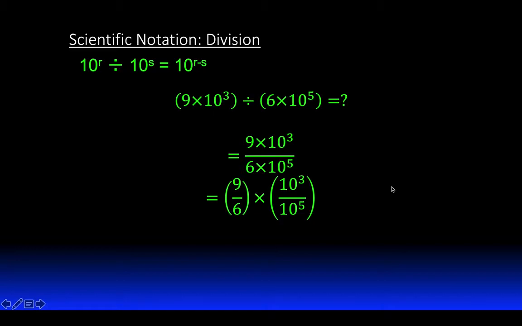Now, from the rules of multiplying fractions, (9 over 6) times (10 to the 3 over 10 to the 5) would become 9 times 10 to the 3 upstairs and 6 times 10 to the 5 downstairs. So I am just rewriting this with parentheses where I group the non-powers of 10 and the powers of 10 separately. After that, 9 over 6 becomes 1.5. And here I very explicitly have 10 to the 3 divided by 10 to the 5. At this point, I apply this rule, and I get 10 to the 3 minus 5. 3 minus 5 is negative 2, so I get 1.5 times 10 to the negative 2.